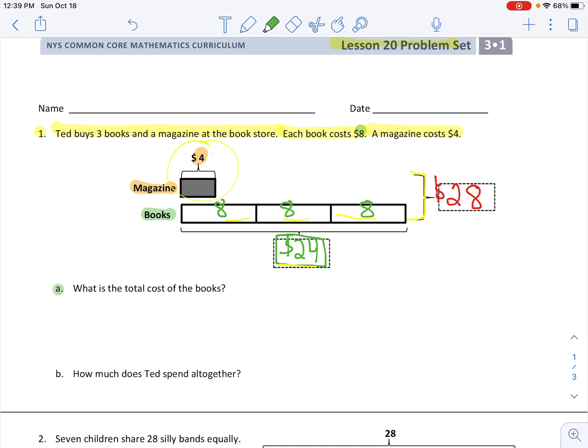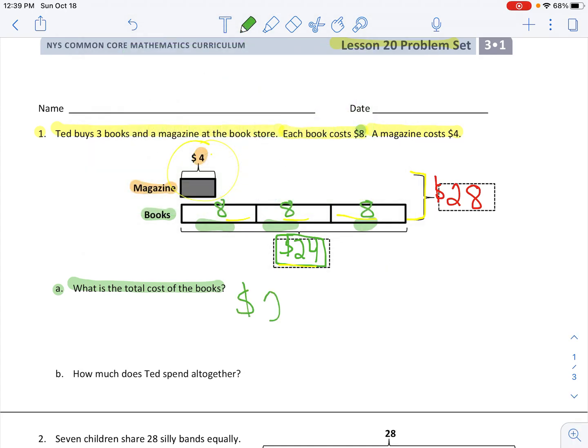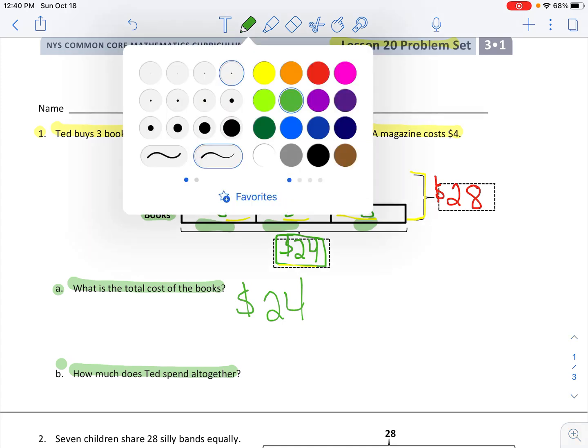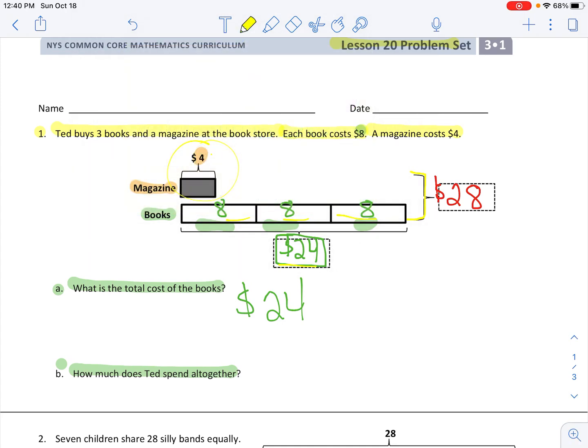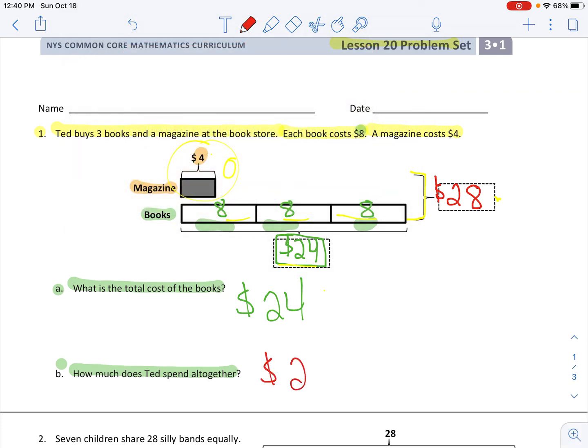So now that I looked at and figured it out on my tape diagram, my problems won't be too hard. What is the total cost of the books? Well, we have 8 plus 8 plus 8. We just figured that one out. The total cost of the books is $24. Part B, how much does Ted spend all together? Well, we figured that out too. He's got $4 in magazines and $24 in books. So all together he spends $28.